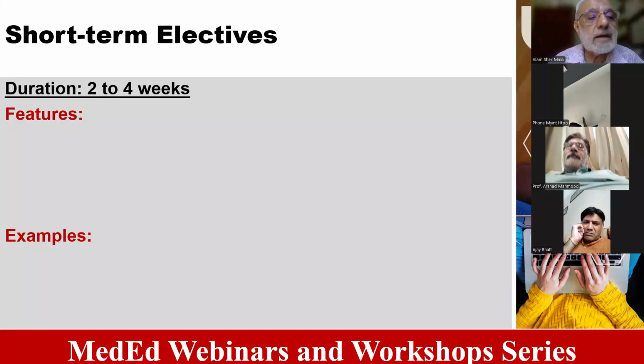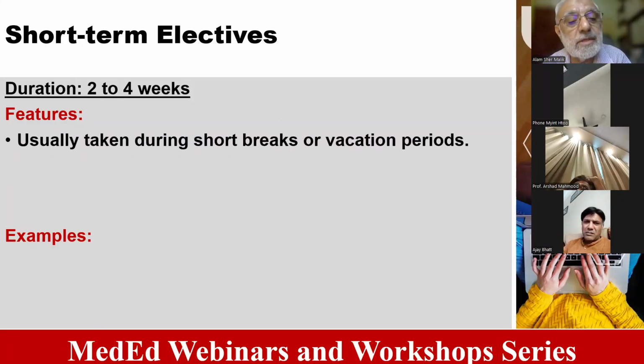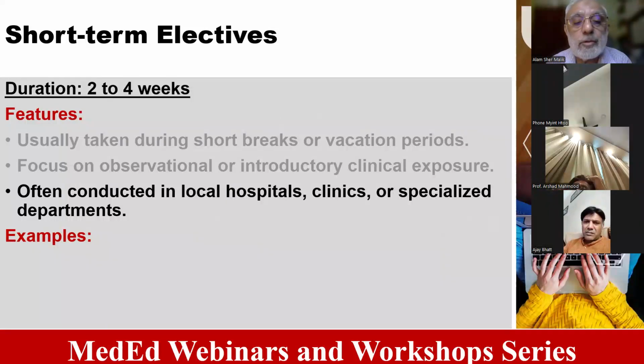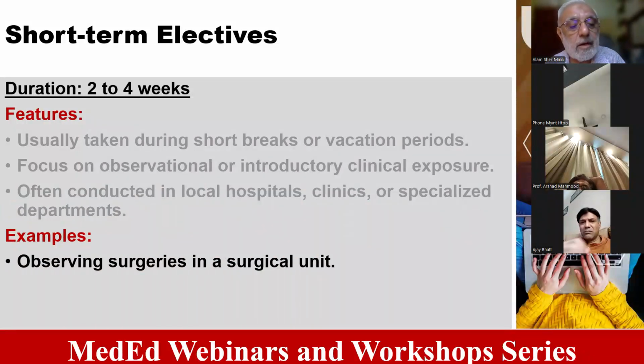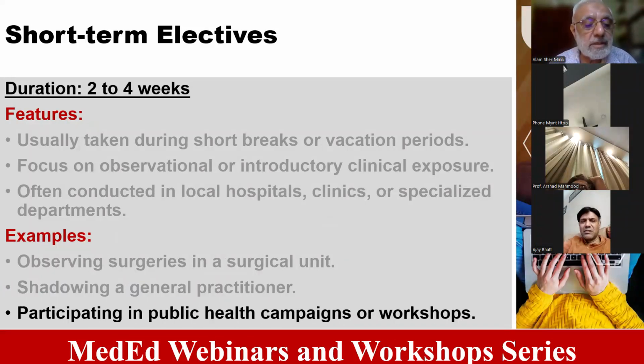The short-term electives duration is from 2 to 4 weeks, and these are quite common in medical schools. The features of these short-term electives: usually taken during short breaks or vacation periods, they focus on observational or introductory clinical exposure, often conducted in local hospitals, clinics, or specialized departments. So the emphasis is on observational or introductory clinical exposure. Examples are observing surgeries in a surgical unit, shadowing a general practitioner, or participating in public health campaigns or workshops.